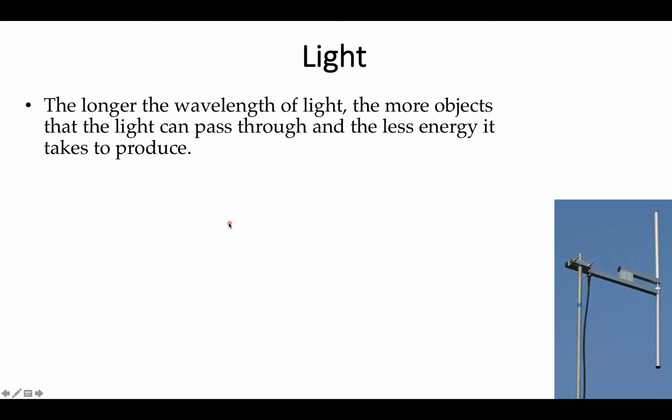Now, this actually plays major roles in our everyday life, because what it means is that if I've got a longer wavelength of light, then I'm going to have a lower frequency. And as we're going to see later, lower frequencies end up requiring less energy. And if I've got that longer wavelength of light, it makes it easier for the wave to pass through different objects. So long wavelengths, you can pass through more objects, less energy to produce. And this comes into major play in our everyday life because it turns out radio waves are actually light.